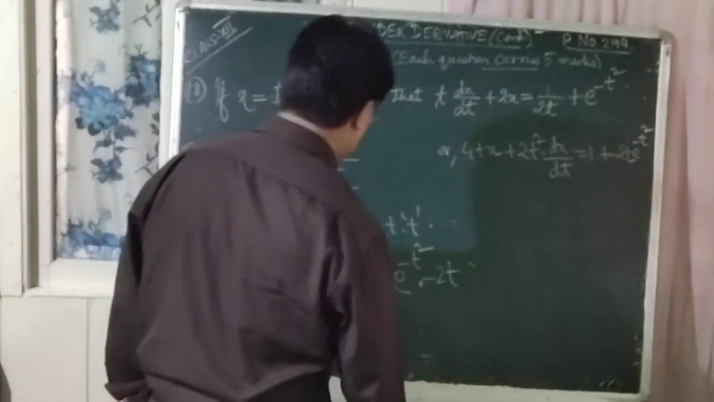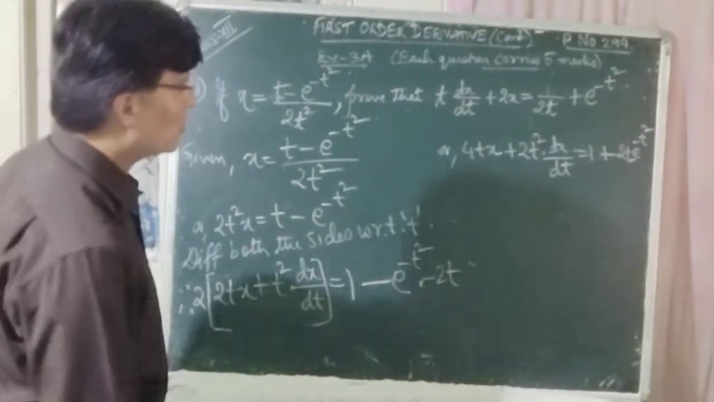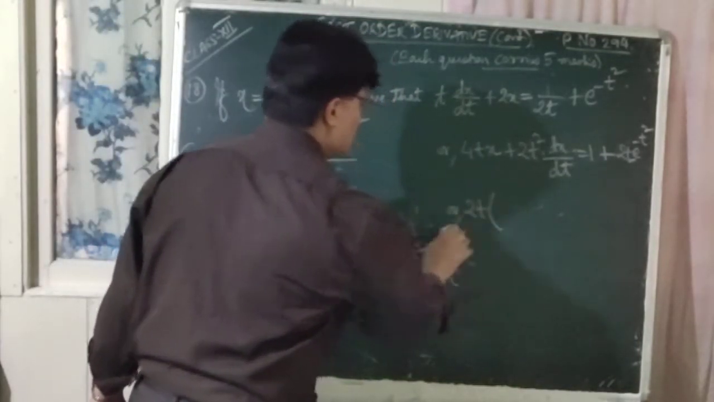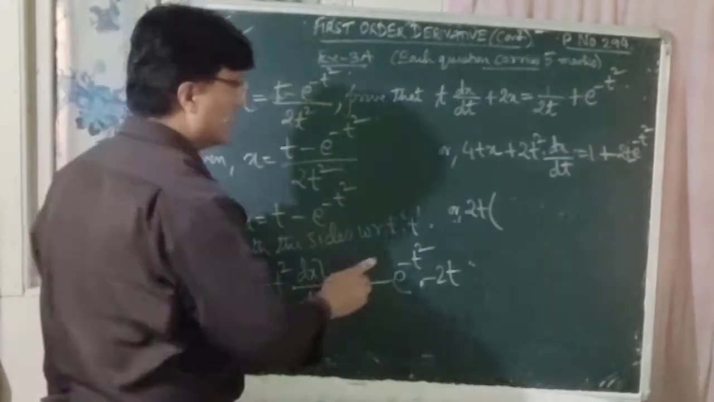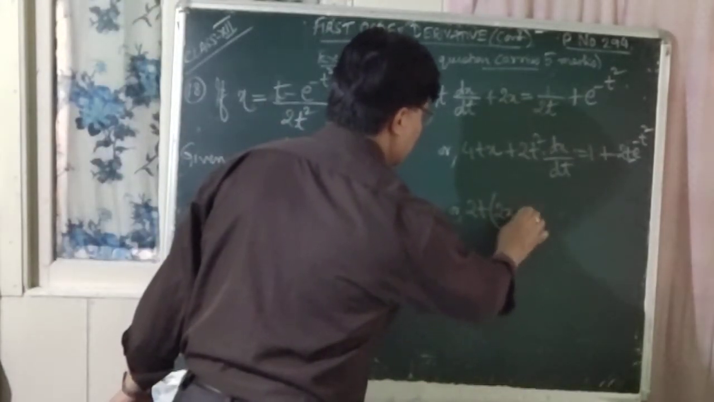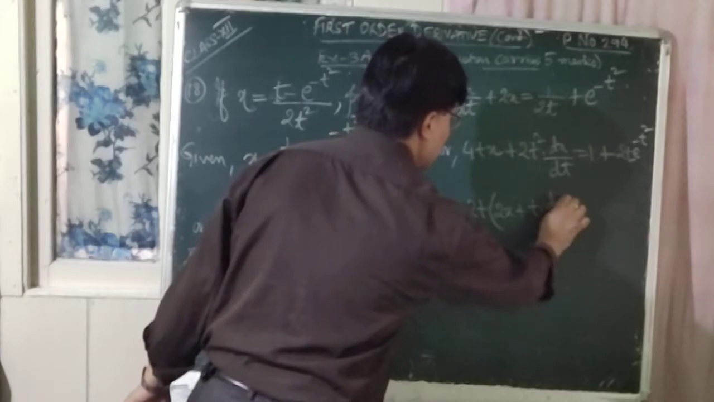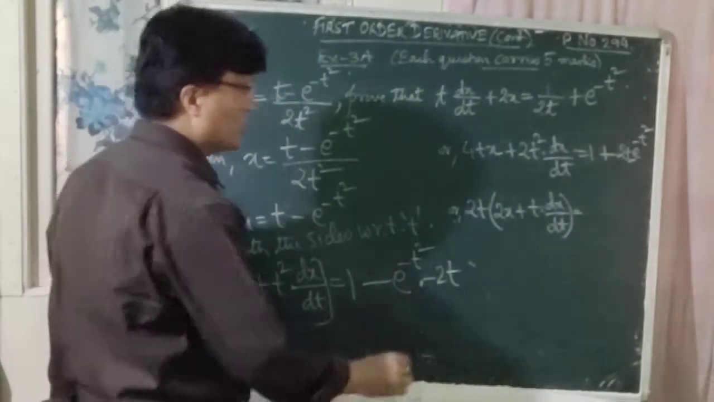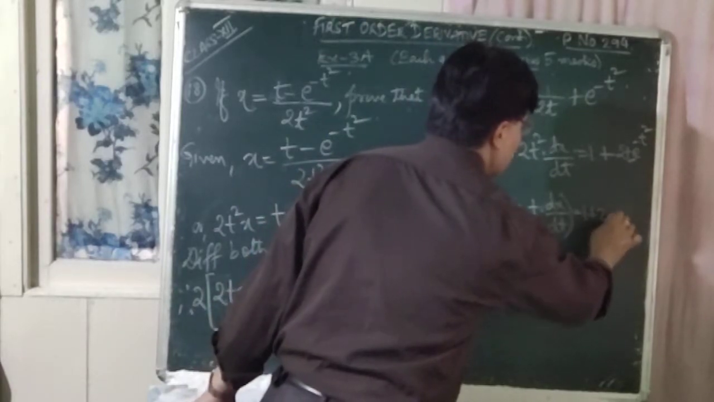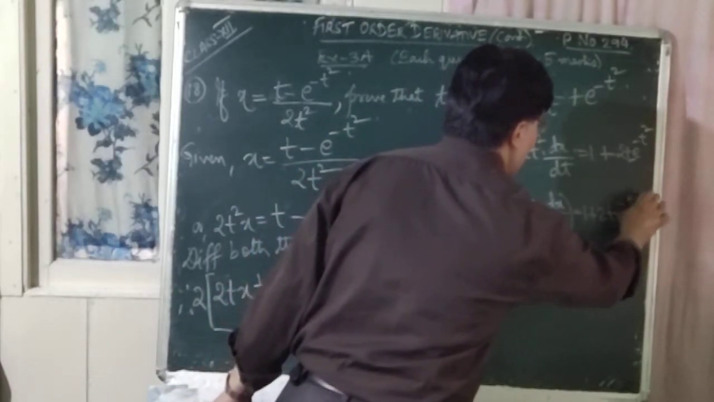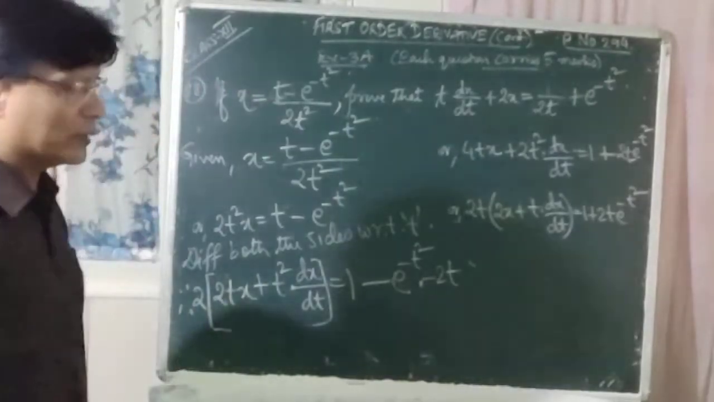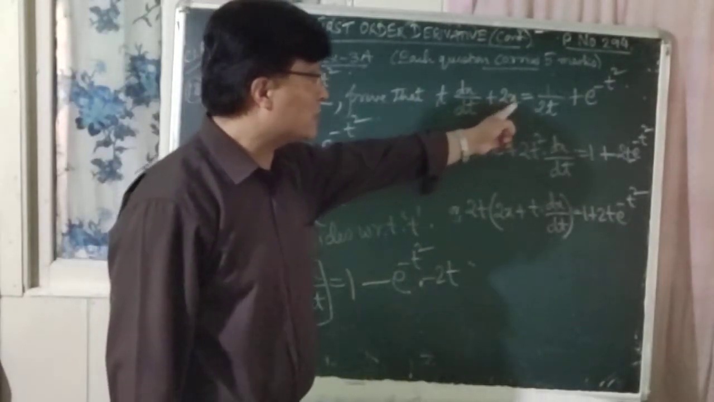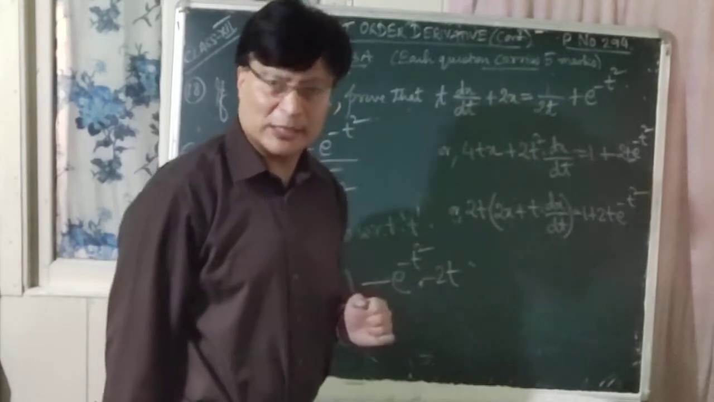So now we can take common here. So what is common on the right hand side? You can take 2t as common, right? So 2t as common, within bracket, what do we get? This is 2x plus t into dx by dt, which is equal to, on the right hand side, what do we get? 1 plus 2t e to the power minus t square. Okay? Now you should prove t dx by dt plus 2x is equal to 1 by 2t plus e to the power minus t square.